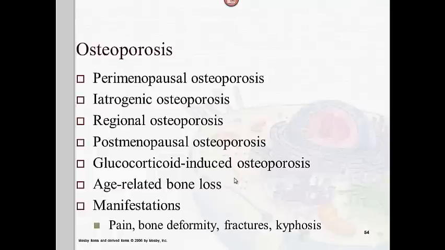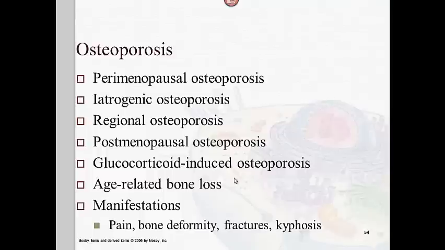The T-scores correspond to the number of standard deviations that the patient's bone density differs from the peak bone mass of a healthy young person of the same sex and ethnicity. The WHO classification, the World Health Organization classification, establishes a cutoff value of T-score that defines, and you need to know this for your exam, osteopenia and osteoporosis.